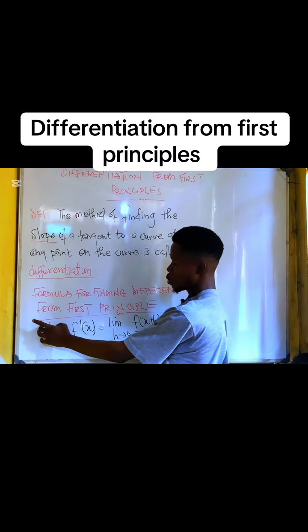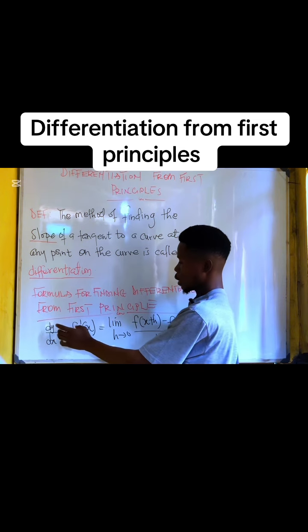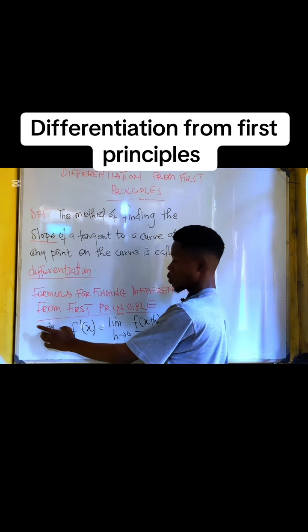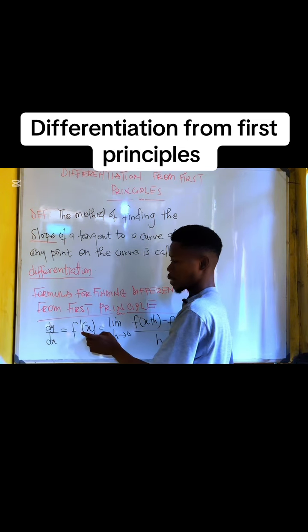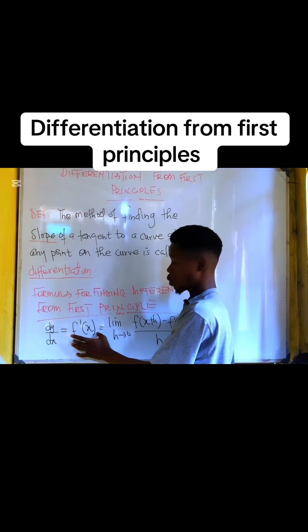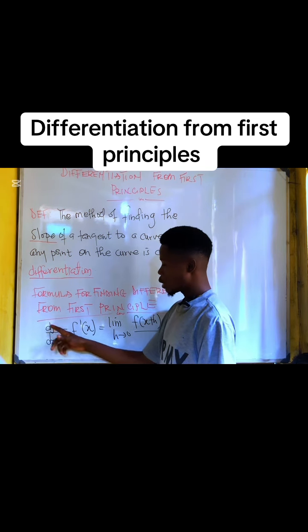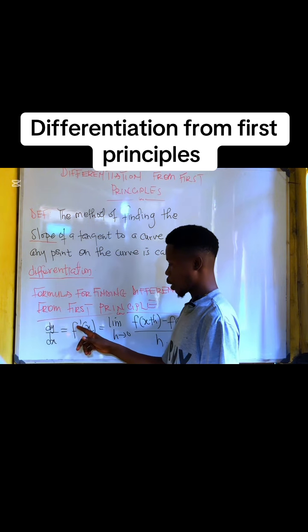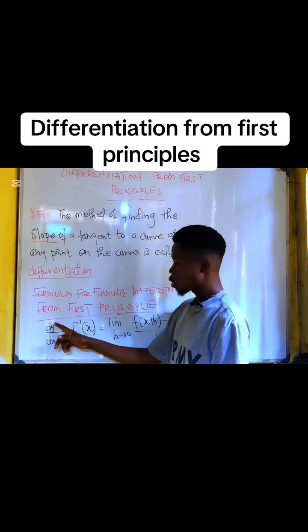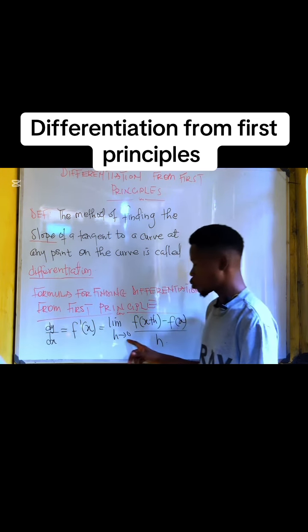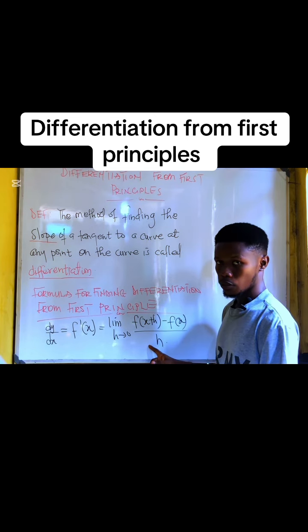Now we denote the differentiation by dy dx or f prime of x. This is the first principle or the first differentiation. So in this case, the dy dx can also be written as f prime of x. So whether you use this one or use this one, you equate it to this. Is that okay? Very good.